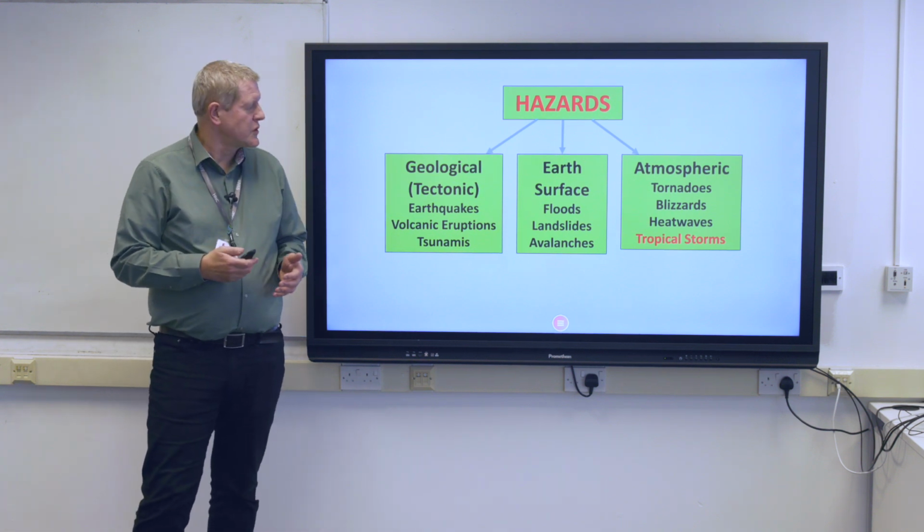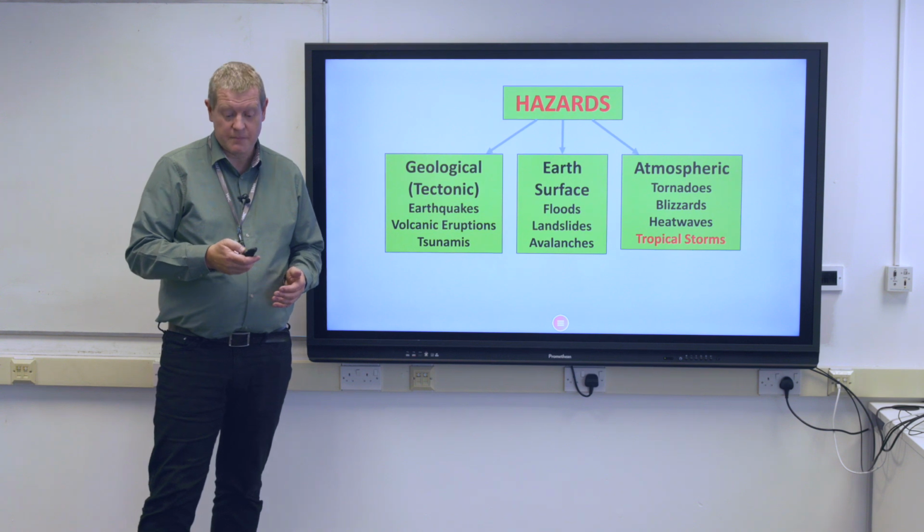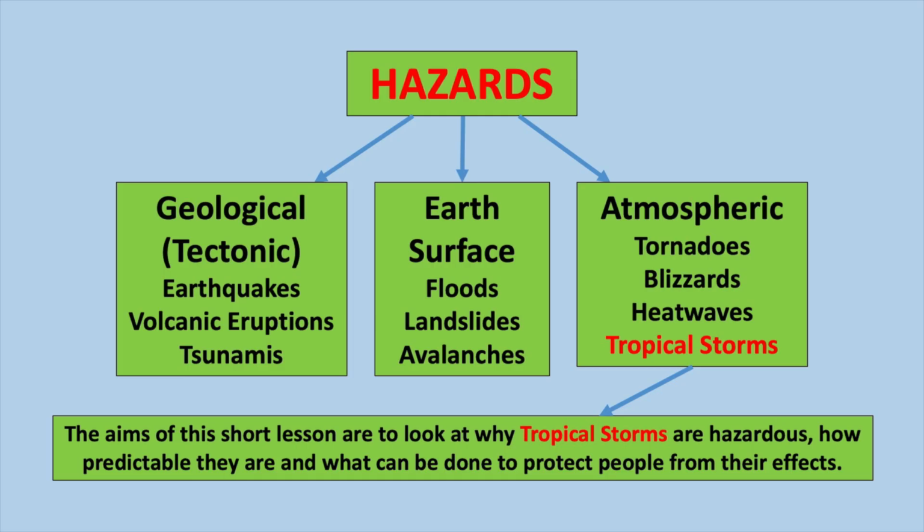But I'm here to talk to you today about tropical storms. Specifically, the aims of this short lesson are to look at why tropical storms create hazards for people, how predictable they are, and how people respond to that hazard risk, and how people can reduce the effects of tropical storms.